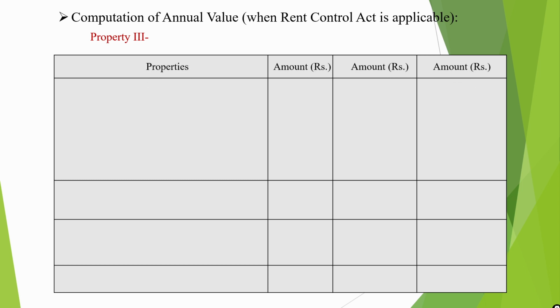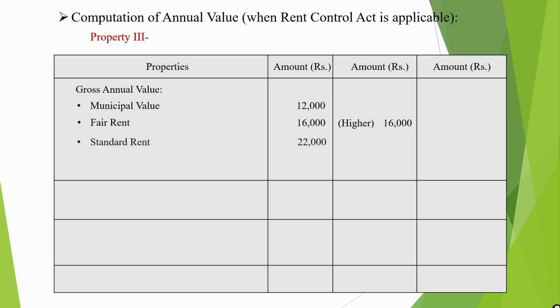You have to follow the same process. First determine the gross annual value by comparing municipal value with fair rent and take the higher amount. Here 16,000 is the higher amount. Again this 16,000 you have to compare with the standard rent rupees 22,000 and take the lower amount, that is 16,000. This is the amount of step second.